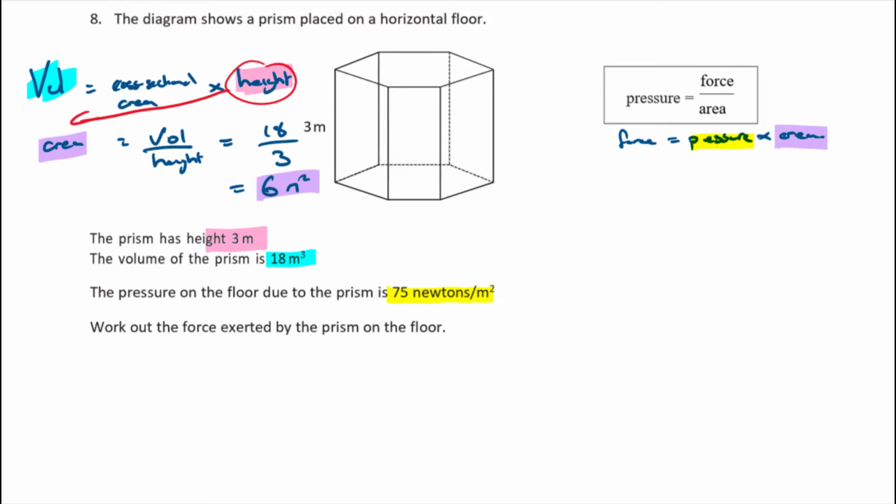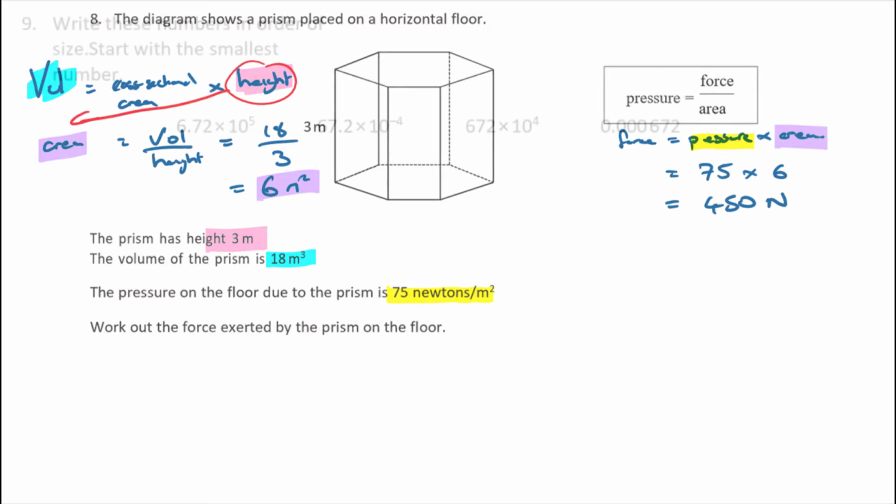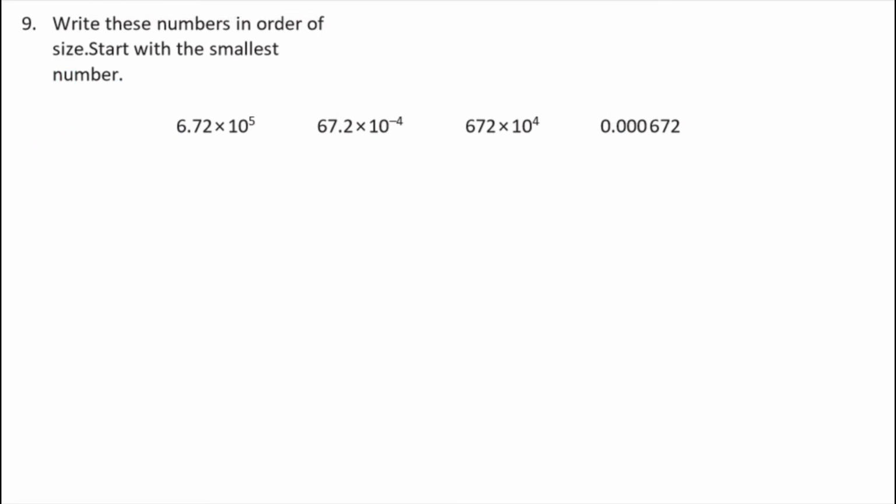I could sub that in over here now, can't I, in the force calculation. So pressure was from the question, it was 75. The area I've just found is 6. So 6 lots of 75. 75 twice is 150, and 3 of those is what, 450? So that's 450. What is the unit? Pressure is in newtons per square meter. I've just multiplied by square meters, so that's going to give me newtons, isn't it? Newtons, 450 newtons.